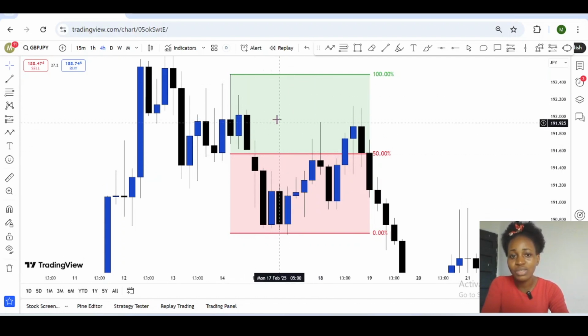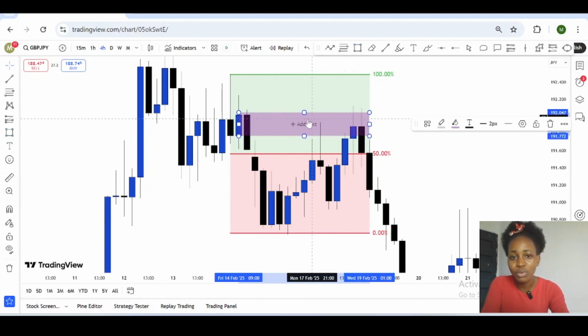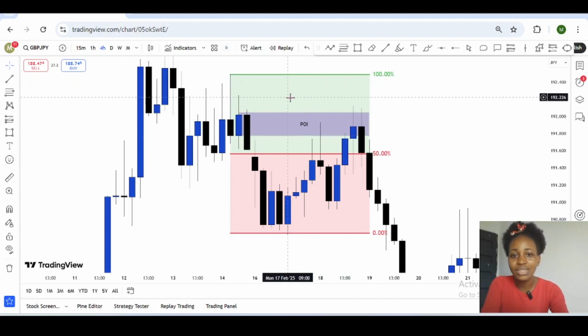Now from this 50% up, what can you see? The first thing I can see here is this order block. So I'll map out the order block. This is going to be my point of interest. And remember, you have to spot your point of interest at the premium. From this 50% equilibrium point up is where you want to spot your point of interest.